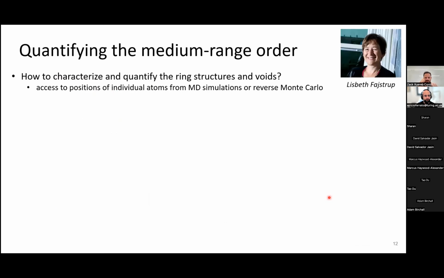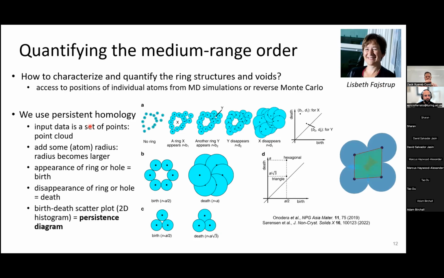We're also interested in the medium range structure, for example these ring structures, these voids. Here it becomes complicated because we're not even sure what's the best way to quantify and classify these ring structures. So we've been working with a mathematician, Lisbeth Fajstrup, a colleague, applied mathematician here from Aalborg, trying to use something called topological data analysis. So it's not machine learning, but topological data analysis, and a tool of that is so-called persistent homology.